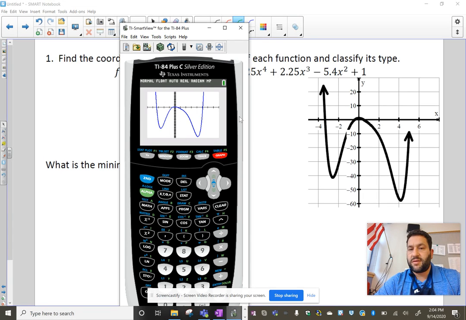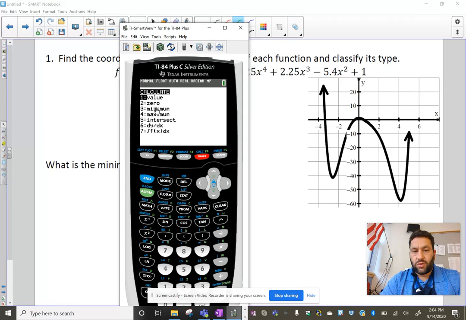And what you should see is a graph very similar to the one that we have over on the right. So how do we find our relative mins, our relative maxes, our absolute mins, or absolute maxes? You want to go second, calc, and look what we have here. We have min and max. So if we want to take a look at our mins first, we're going to go down to option 3. We're going to hit enter.